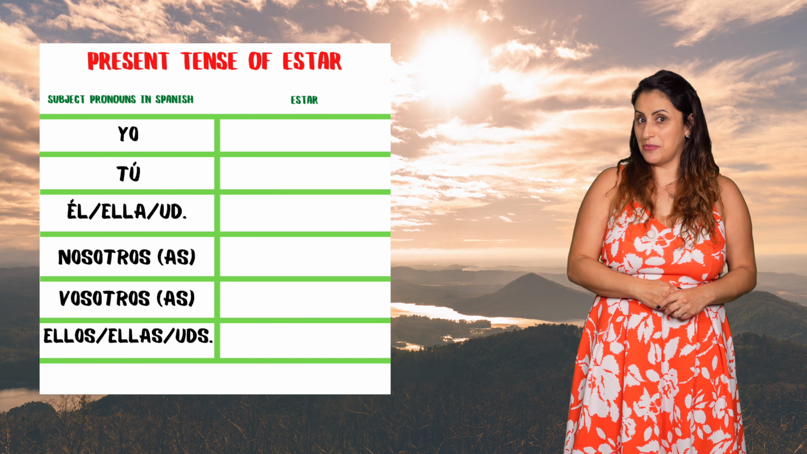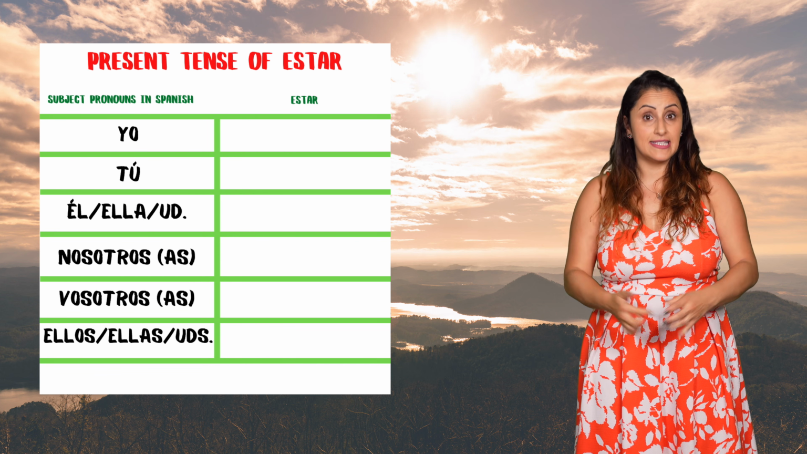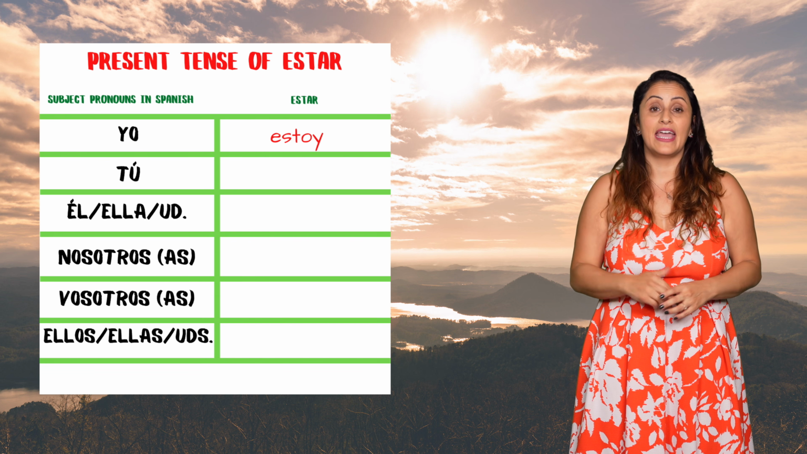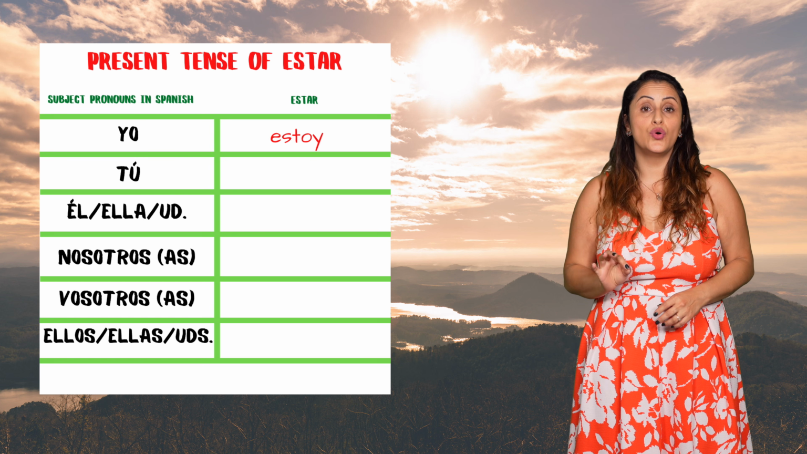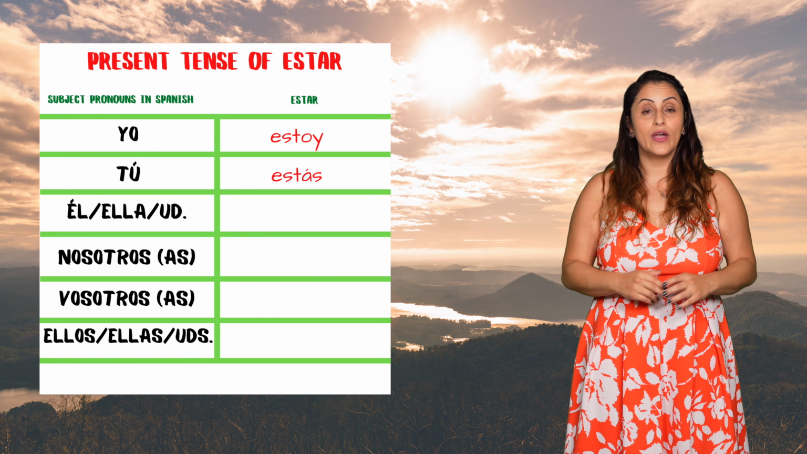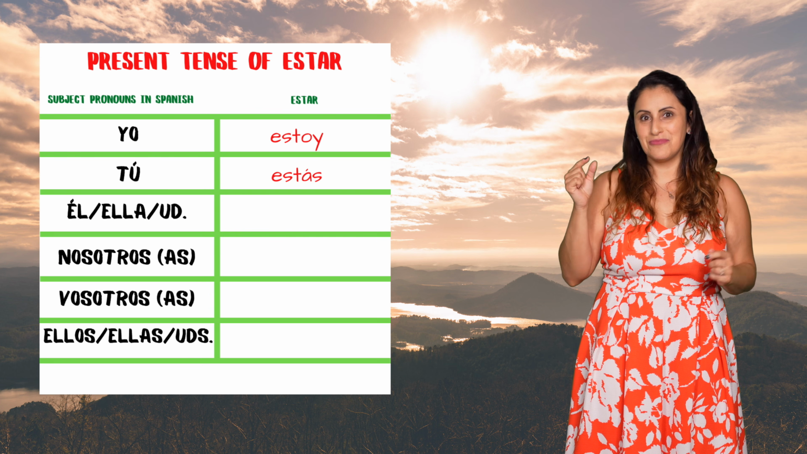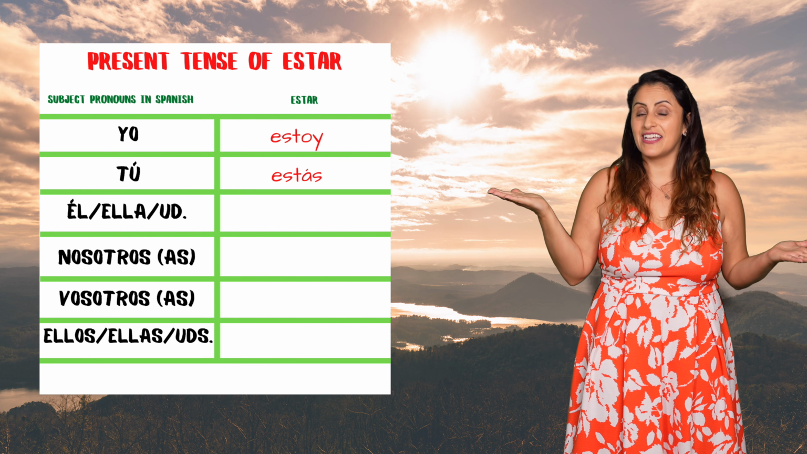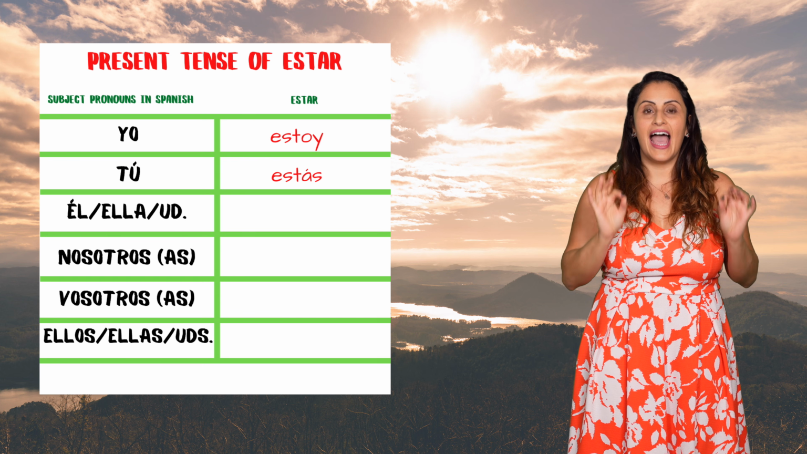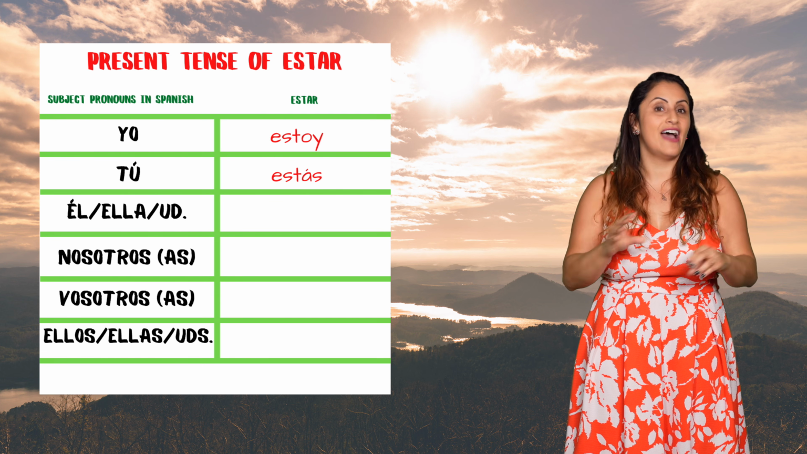We use our subject pronouns. So again, if I want to say I am, I would say estoy. Yo estoy. You are, tú estás. Tú estás. Have you seen a little bit of the irregularity of the verb estar? Estoy is irregular and estás has that accent. You have to put that accent.